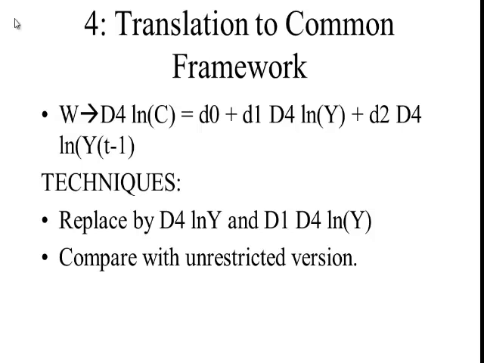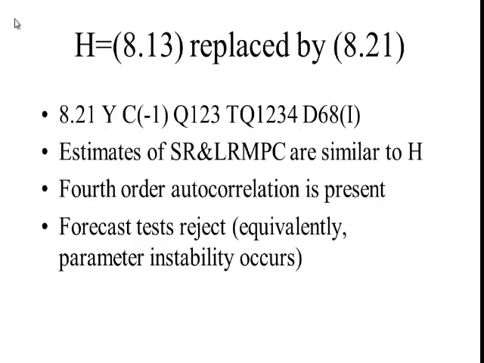Okay, so the next step is that he translates all these models to a common model. I'm not going to go through the details of that. Basically the original Henry model is equation 813 in the paper, which I have, and I might show you later. And that is replaced by 821, which is the numbering in the DHSY paper.